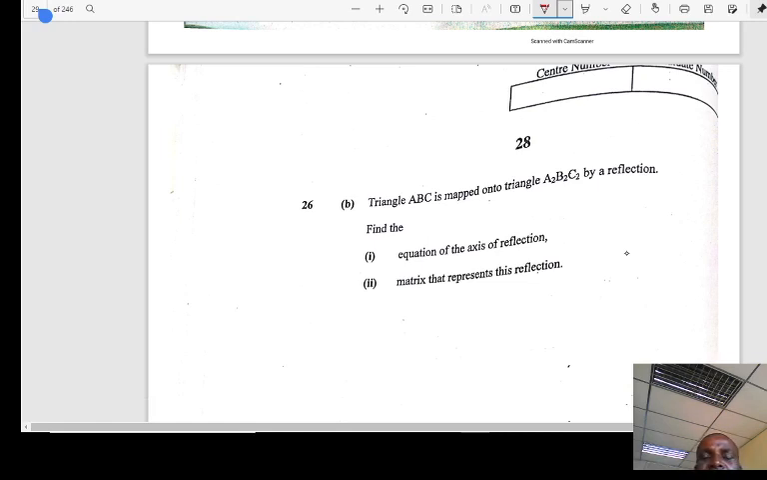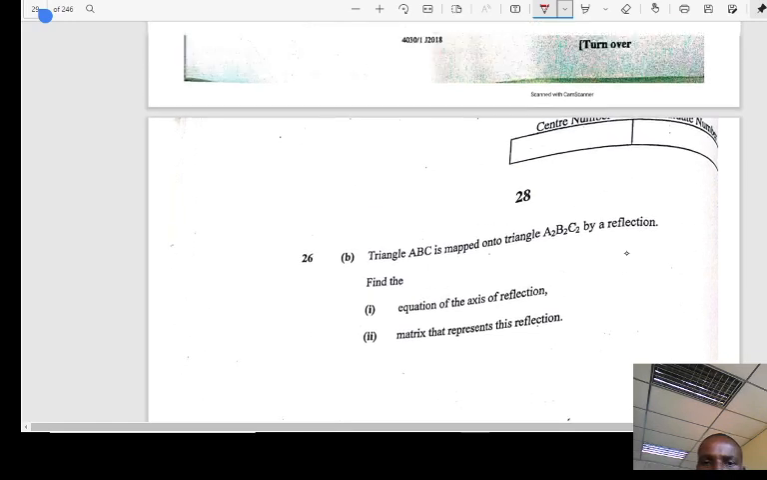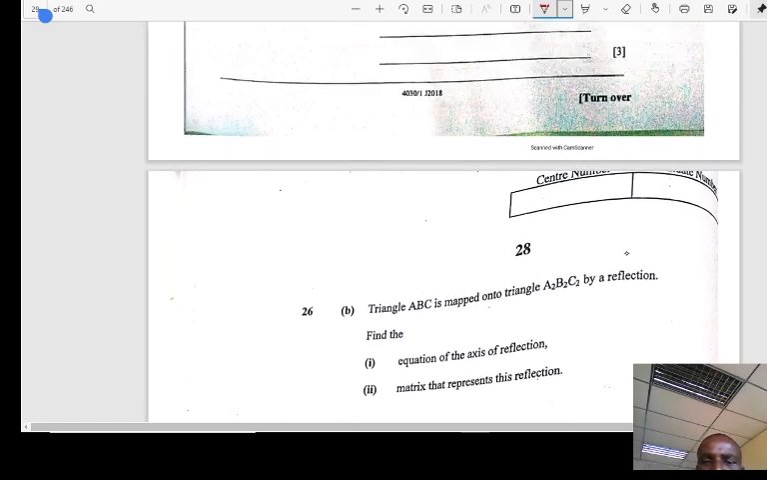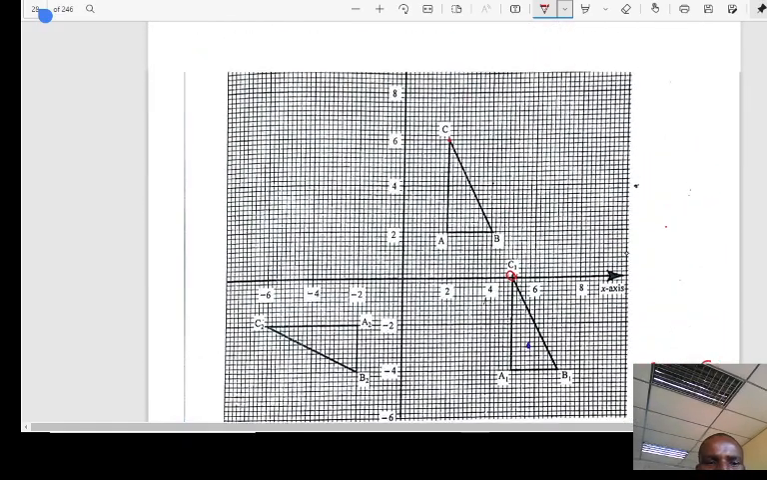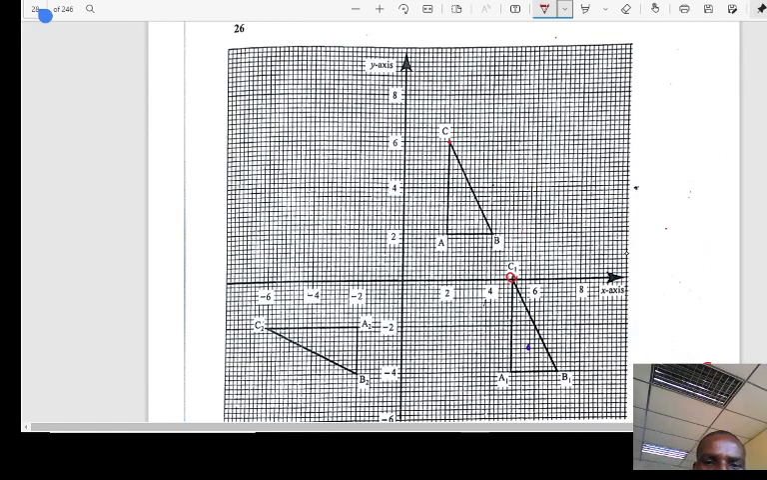Right, then triangle ABC is mapped onto triangle A2, B2, C2 by reflection. Find the equation of the axis of reflection. Right, what you do here is ABC is mapped onto A2, B2, C2 by reflection. So you look at the line that is at the middle here, this line. It passes through this point, this point, this point, this point. So you find the equation of the line passing through these points.